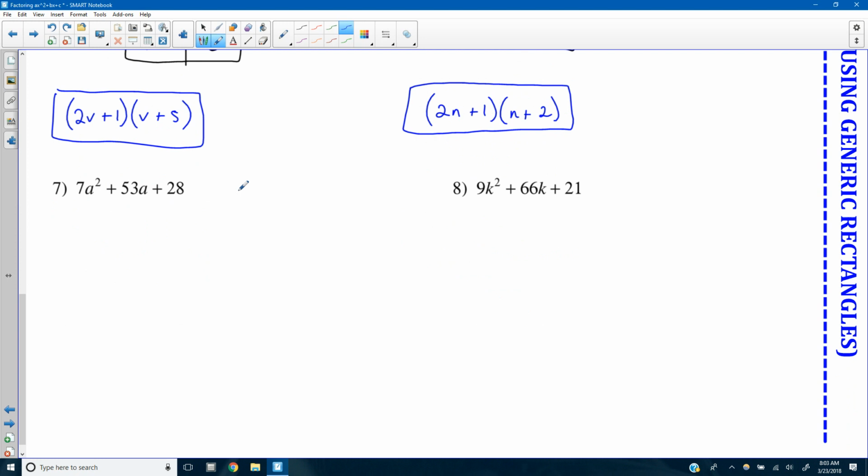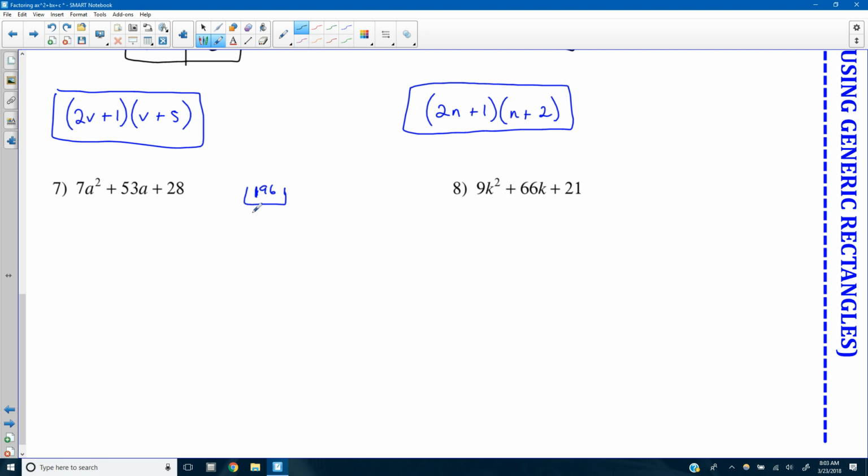So I have to do 7 times 28, which I don't know what that is. 196. Great. Now I have to choose numbers that multiply here. So this is where I might start writing out some numbers. Now, 196 is positive. They have to add to 53, which is positive. I have to find a positive set.